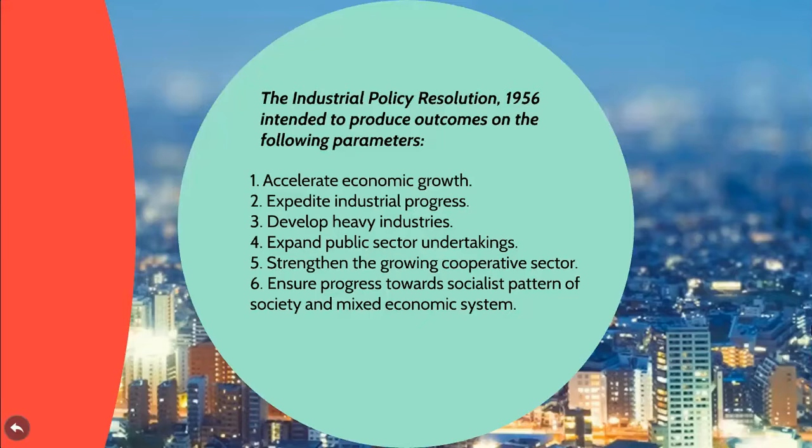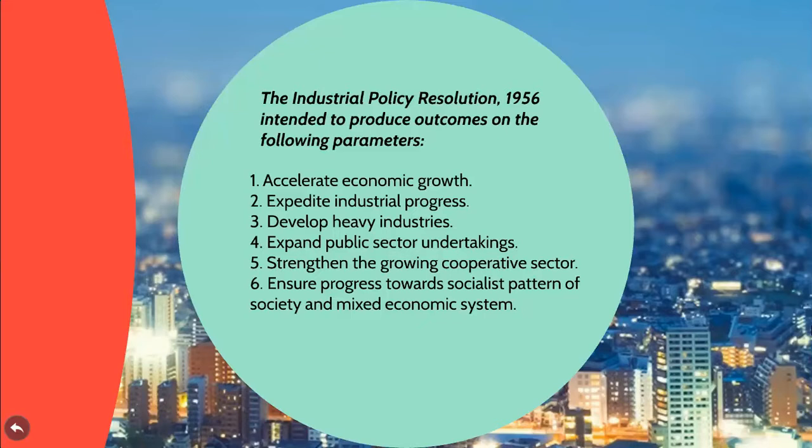Okay, the industrial policy intended to produce outcomes on following parameters. Okay, to accelerate economic growth, to expedite industrial progress, developed heavy industries in the sense heavy manufacturing industry or heavy electrical components. Certain industries like BHEL, which is presently now Bharat Heavy Electrical Limited, or BEL, okay, Bharat Electronics Limited, okay, ONGC, all these were given importance at that time, and some of them were started at that time. Okay, fourth is expand public sector undertakings. Okay, there were public sector undertakings only in few locations of India, some of the metro cities. But so they were planning to expand the public sector undertakings to certain two-tier cities.